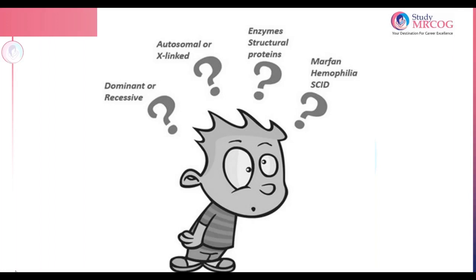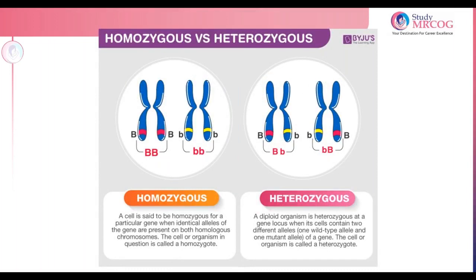To understand this, let's start with the basic concepts of homozygous versus heterozygous. Why do you need to know this? To understand dominant and recessive patterns of inheritance. This is a very basic concept. If you understand this, half of your job is done.